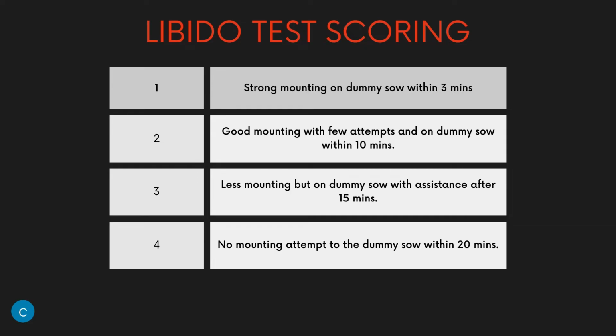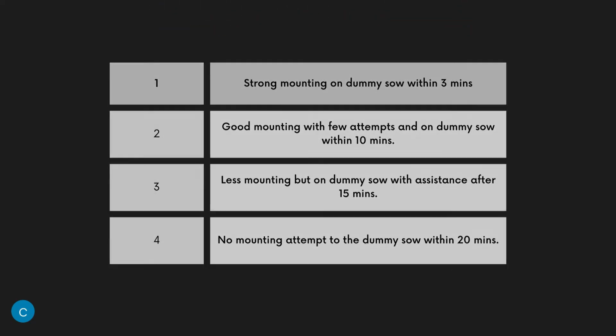Those that obtain a score of 1 and 2 are classified as AI for action. Those scoring 3 need the assistance of the caretaker in order to mount. The score of 4 is given to those boars that do not attempt to mount.